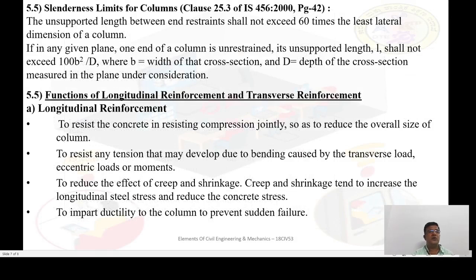Next, we are going to discuss the slenderness limits for columns. It is also clearly mentioned in clause 25.3 of IS 456:2000. The unsupported length between end restraints shall not exceed 60 times the least lateral dimension of a column. If in any given plane one end of a column is unrestrained, its unsupported length L shall not exceed 100 b squared by D, where b is the width of the cross section and D is the depth of the cross section measured in the plane under consideration.